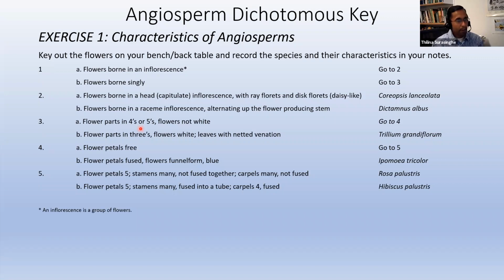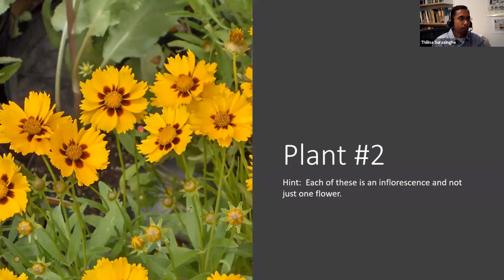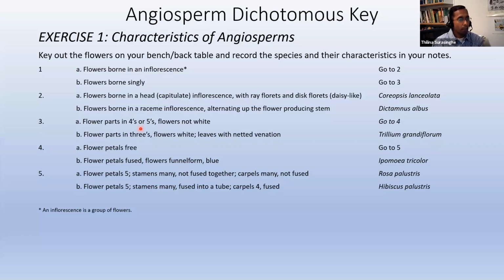Let's go to 5. Let's go back over here. Yeah, it's fused. You do not see individual sepals, petals. Flower petals 5, stamens many, not fused together, carpels many, not fused. Sorry, what am I doing? 4B. Flower petals fused. Flower is funnel form and blue. Yeah, it's Ipomoea tricolor. That's the correct name. You don't have to go to 5. It's 4B.